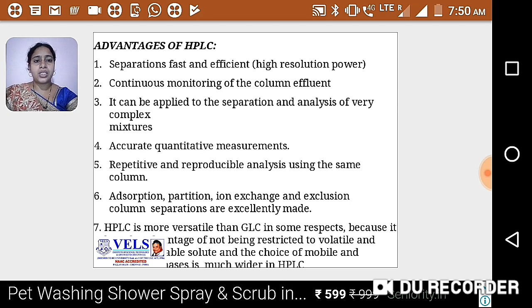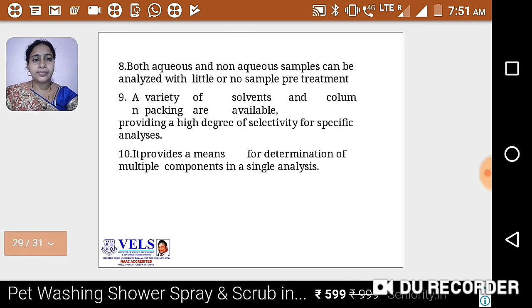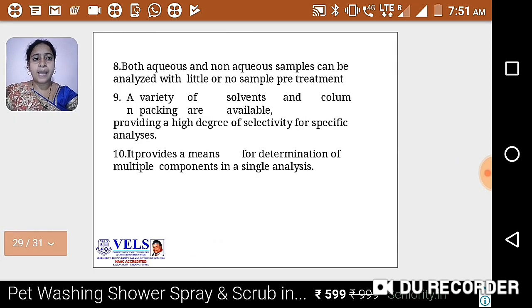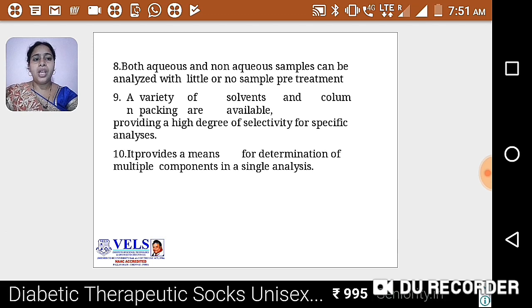HPLC is more versatile than gas liquid chromatography in some respects because it has the advantage of not being restricted to volatile and thermally stable solutes, and the choice of mobile and stationary phase is much wider in HPLC than GC. Both aqueous and non-aqueous samples can be analyzed with little or no sample pre-treatment. A variety of solvents and column packings are available, providing a high degree of selectivity for specific analysis. It provides a means for detection of multiple components in a single analysis.